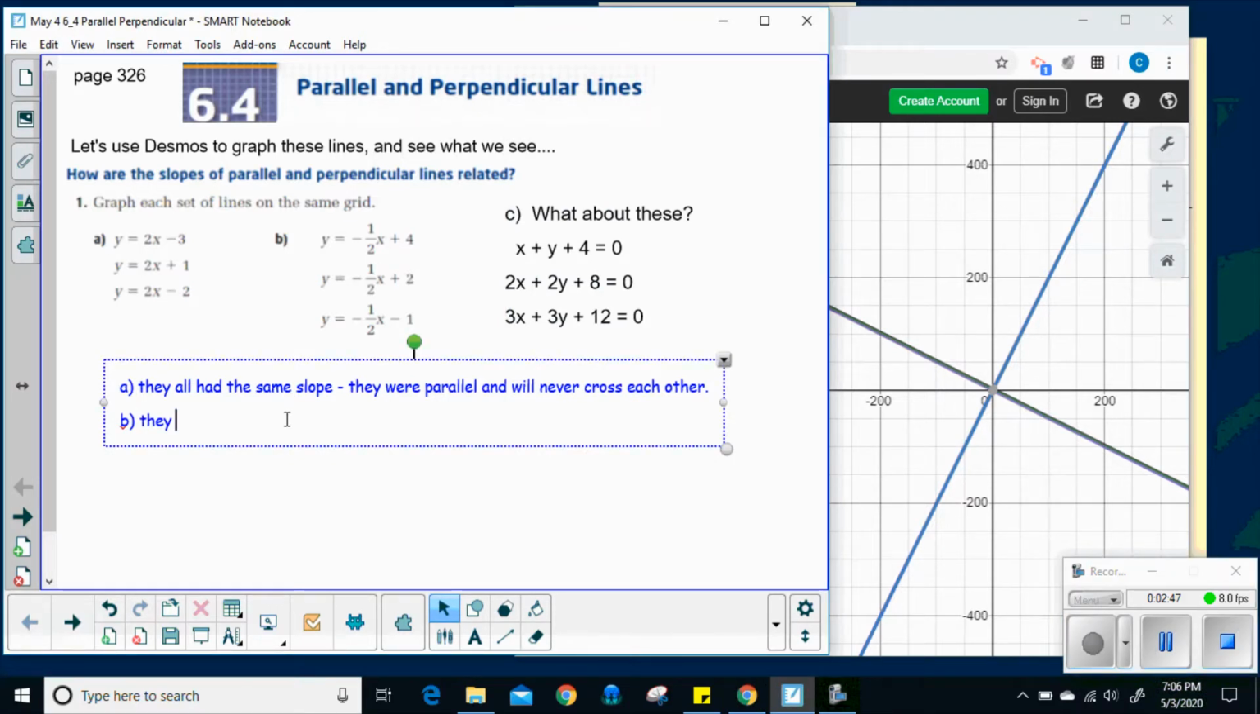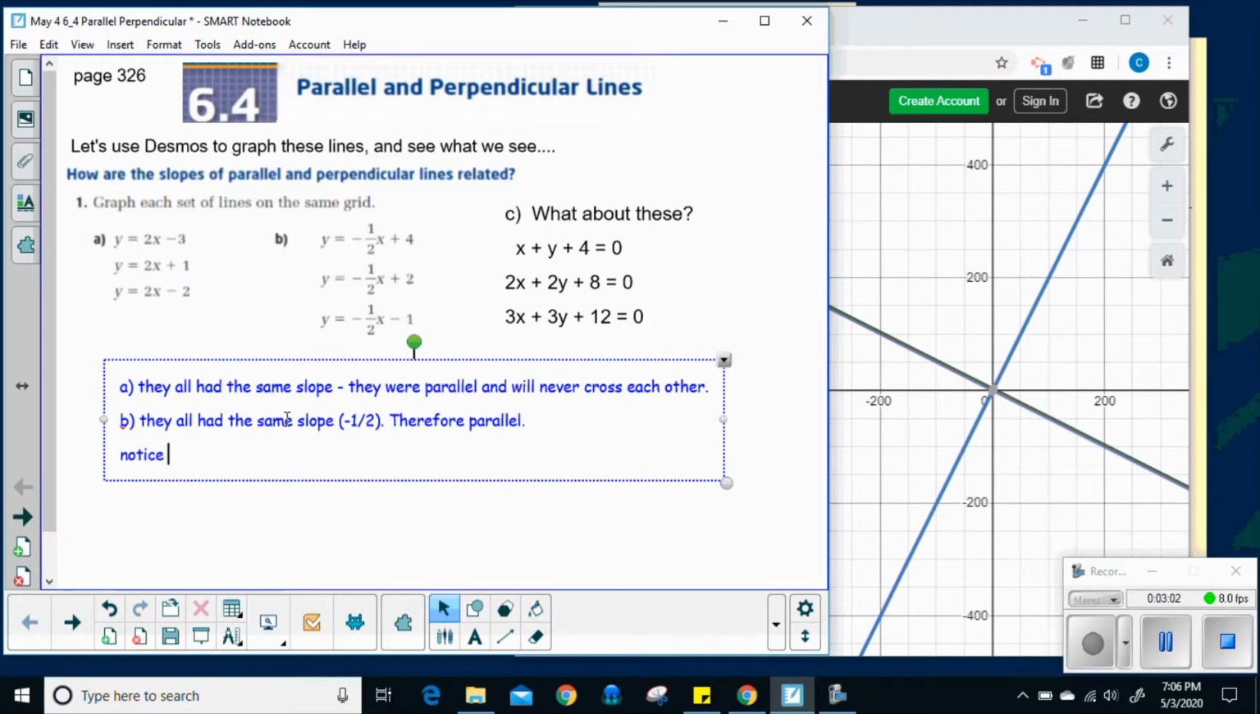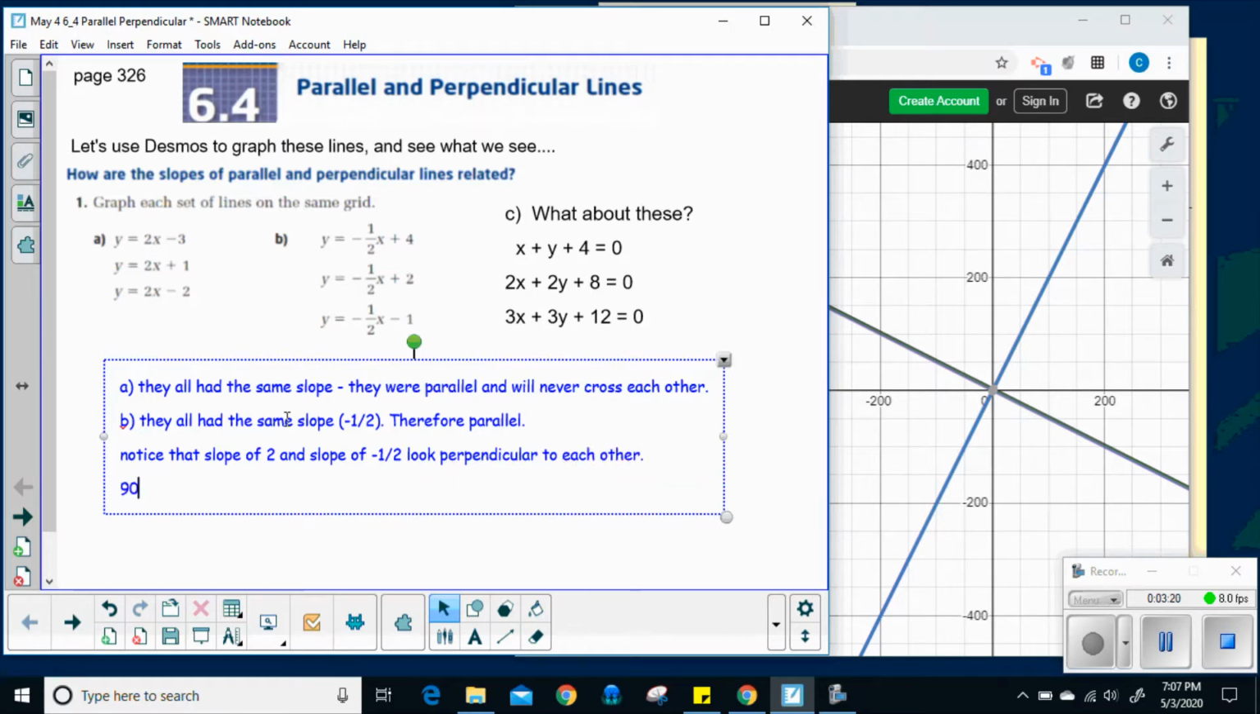They look perfectly perpendicular. So let's jot that down. In B, they all had the same slope, the -1/2. Therefore, parallel. And then notice that the slope of 2 and the slope of -1/2 look perpendicular to each other. And what does perpendicular mean? That means 90 degrees. So they are at exact right angles to each other, because a right angle is 90 degrees.